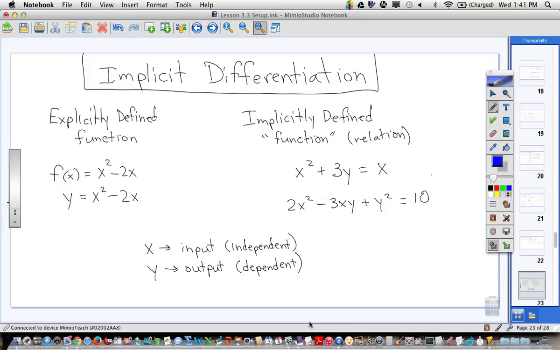Even when we can't get the y by itself, this would make some sort of an ellipse, like a rotated kind of an ellipse thing, is what this would look like. But even when we can't get the y by itself, we know that x is our input and y is our output. It's implied that y is the dependent variable.